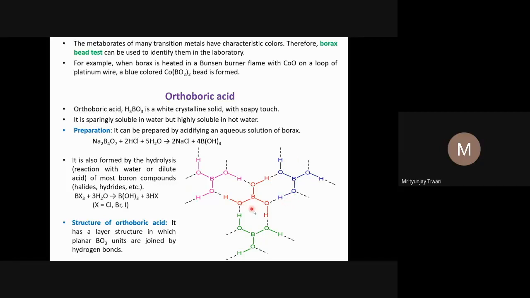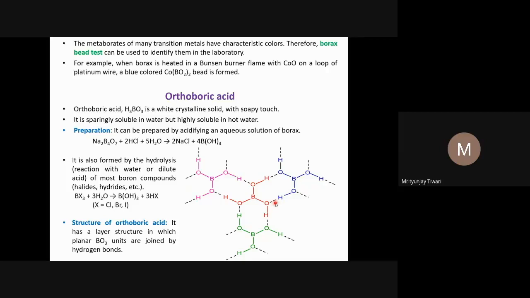So in that case, what we see here of the central one, one boric acid can form a maximum of 6 hydrogen bonds, and because of the 6 hydrogen bonds, all the molecules are planar.